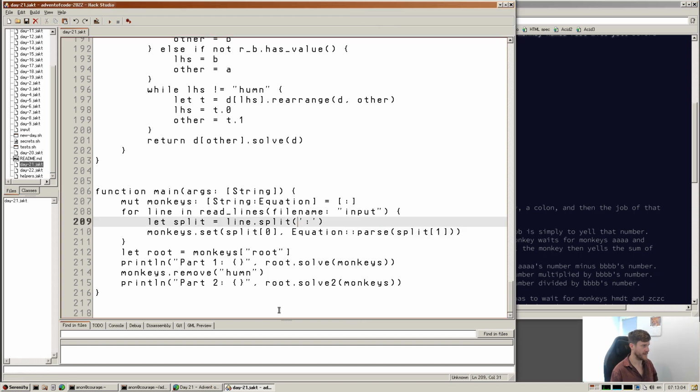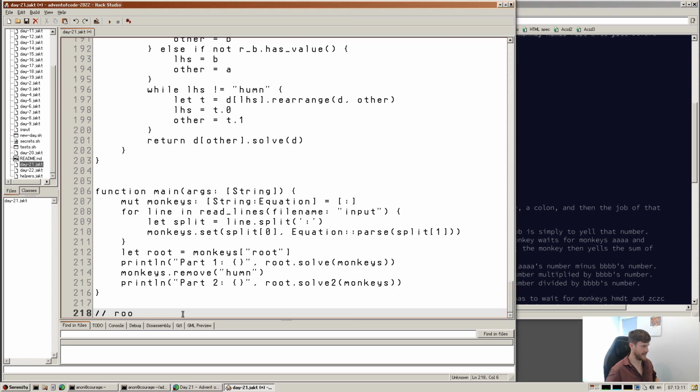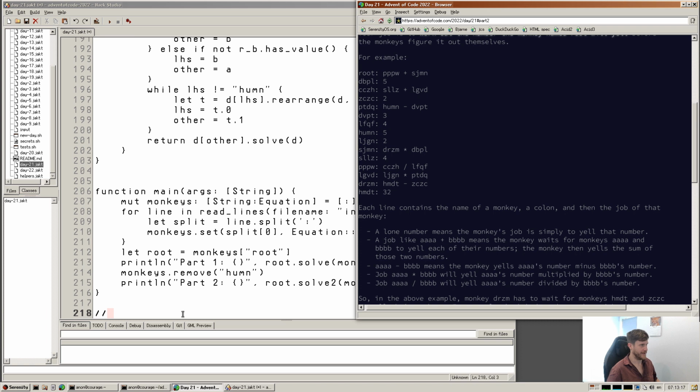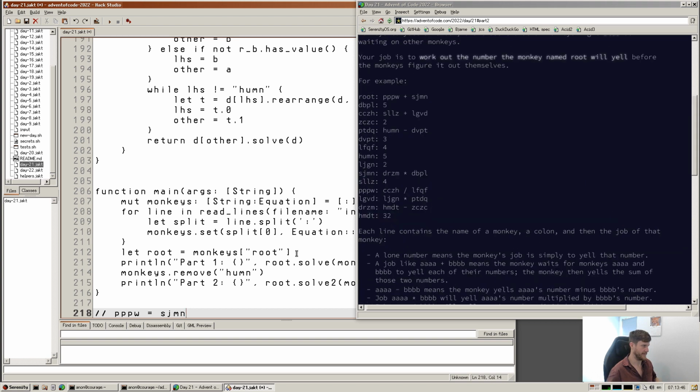So what I could do is kind of do this. I should have kept that in. I had comments basically showing how it went about it, but basically we have ppw equals sjmn, and so we know that is a fact, and what we know is one of these numbers is 150. So we actually know that sjmn equals 150.